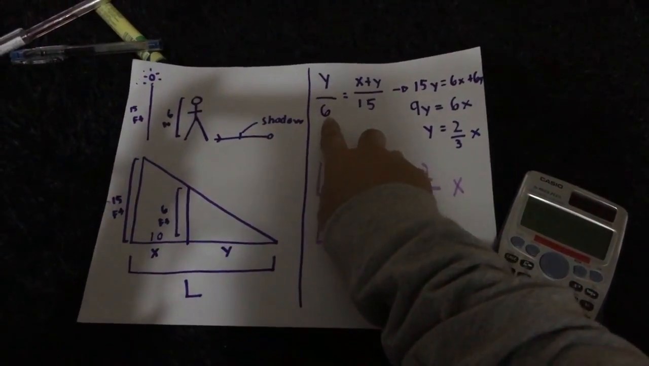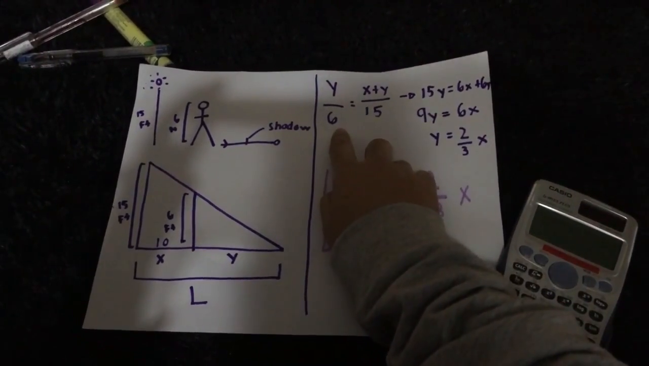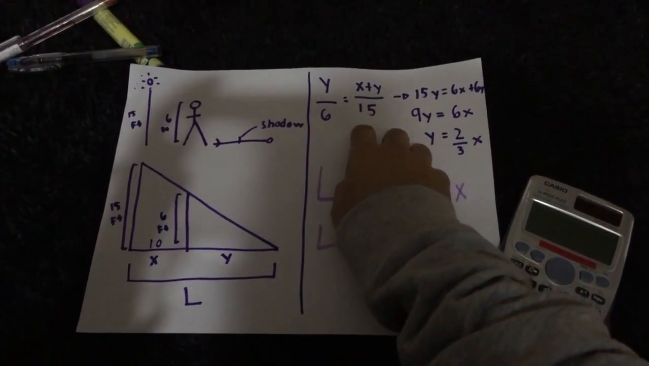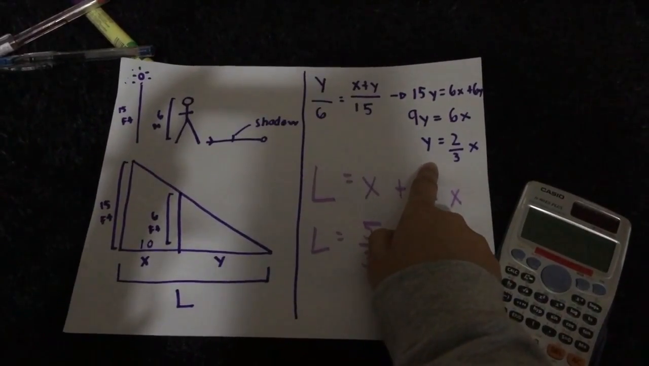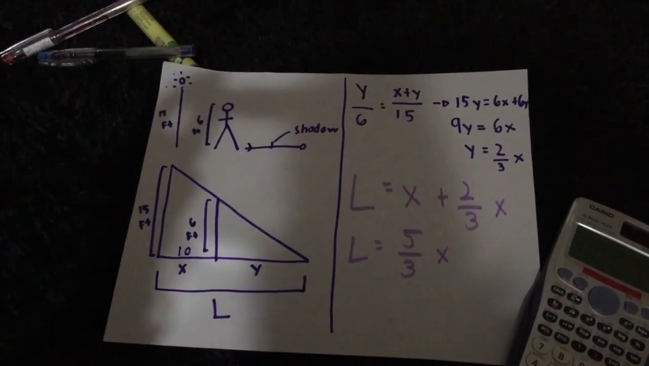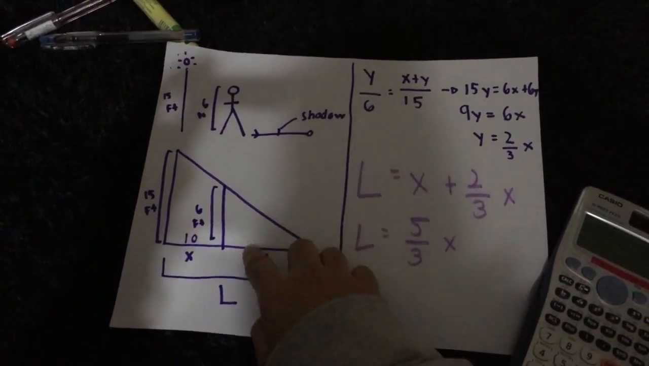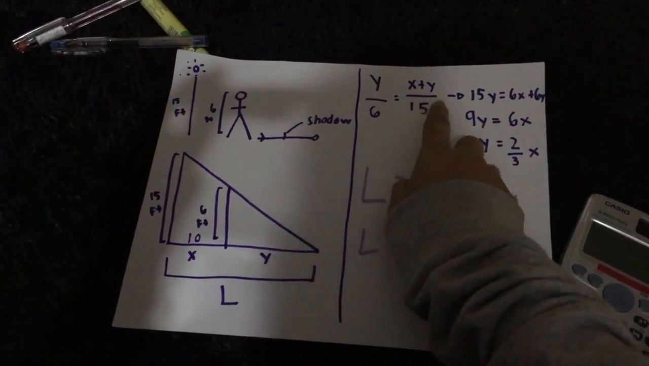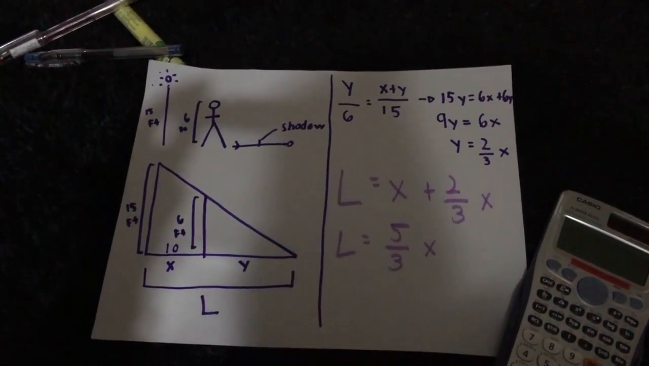So in here, I wrote y over 6 equal to x plus y over 15. I cross multiplied these two and I got the answer y is equal to 2/3 x. Since they are proportional, this y over 6 came from y and this 6 here, the small triangle, and x plus y all over 15 came from the bigger triangle.